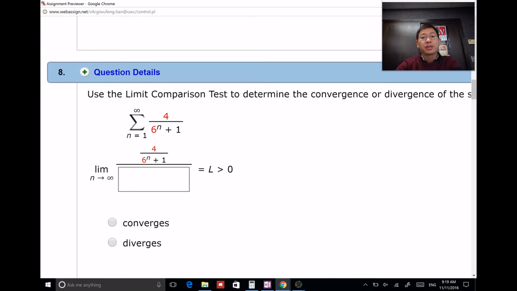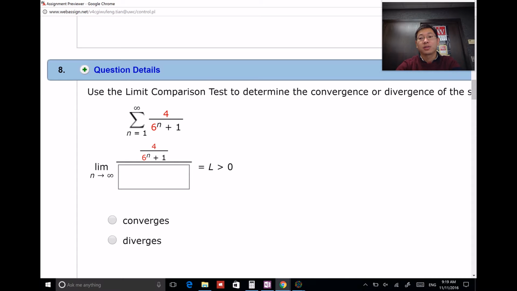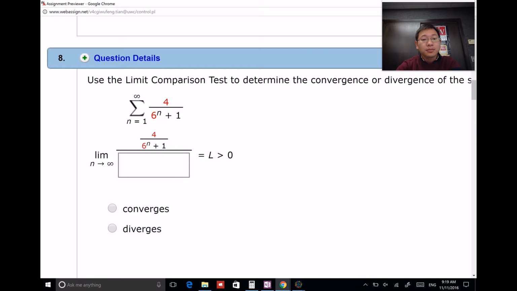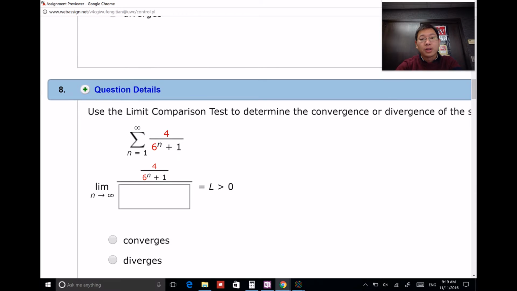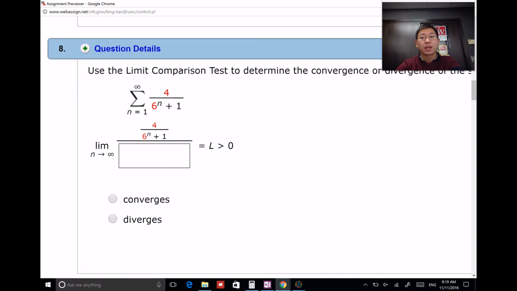Use the limit comparison test to determine if this one converges or diverges. Okay, so I'm going to ask another student here, and let's tell me if it diverges or converges.